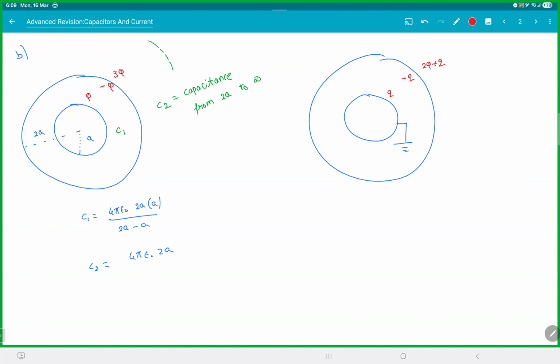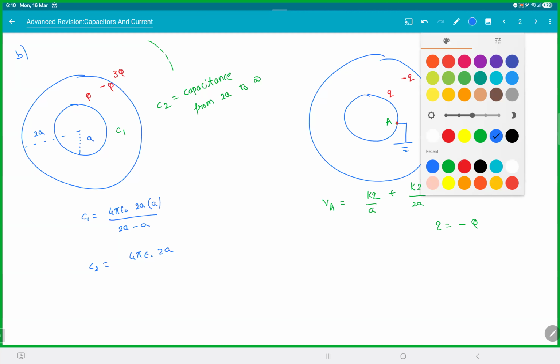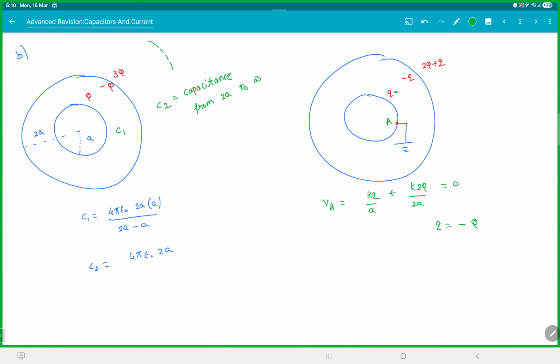So if you try to find the potential at this point here, it should be 0. So VA is equal to Kq by A plus the total charge on the outer shell, 2Q, by 2A, must be equal to 0. From here, you'll get q is equal to minus Q. So that means your final charge distribution would be: this is minus Q, and this is 2Q. This is also Q. So that's your final charges there.